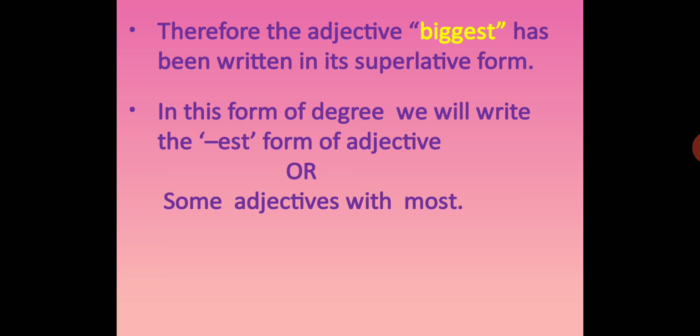As I told you, all the degrees of an adjective have one hint in the sentence. If there is only one noun in the sentence, we write the positive form of the degree, meaning the main adjective. If there are two nouns in the sentence, then we understand that there is a comparison between two different things. So then the answer will be in the comparative form.